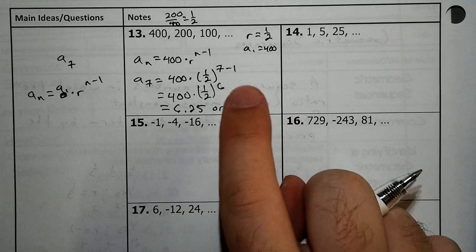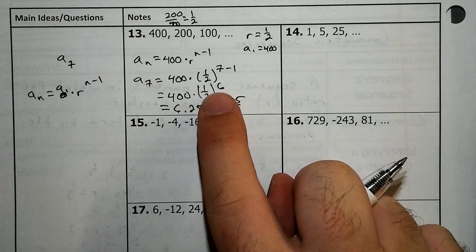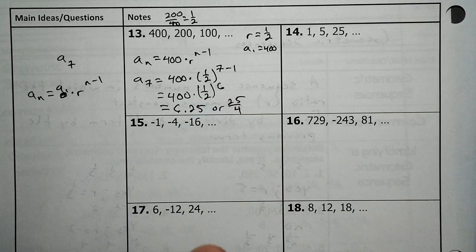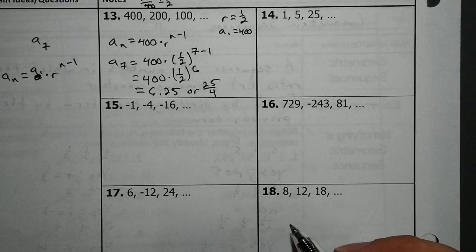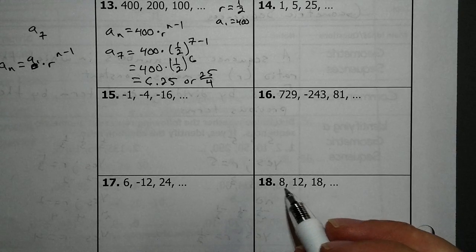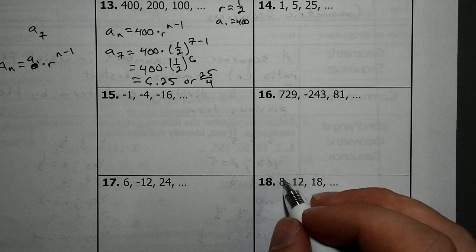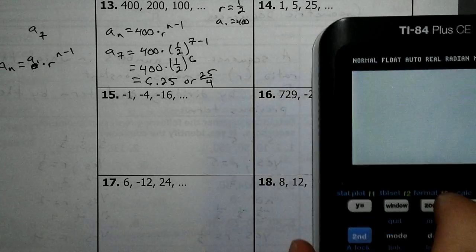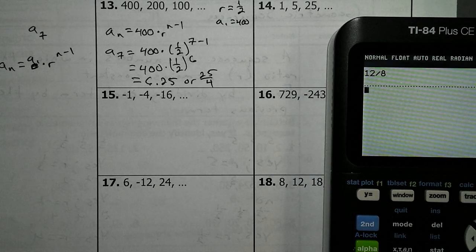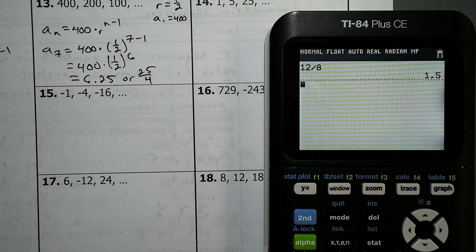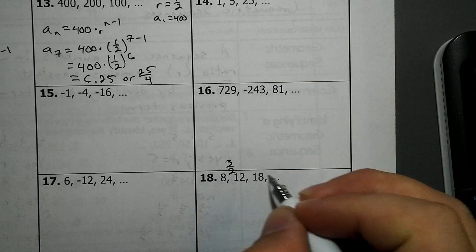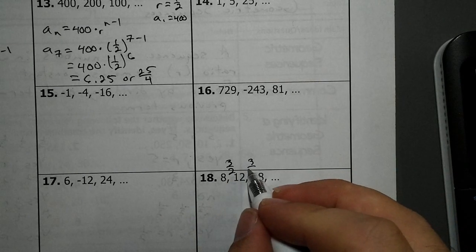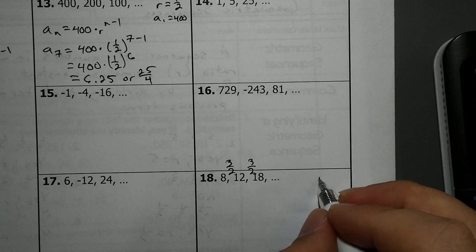So if they're getting smaller, your common ratio is going to be a fraction, and you're raising a fraction to an exponent. Let's go to number 18. So we've got 8, 12, and 18. Well, 12 divided by 8, that gives me 1.5. Change it to a fraction, 3/2. 18/12 also does reduce down to 3/2. So there's our common ratio.